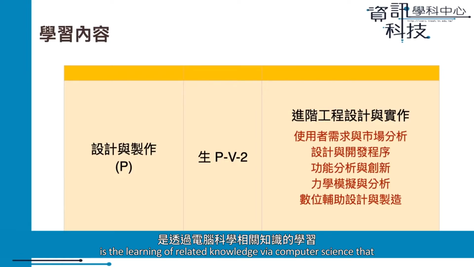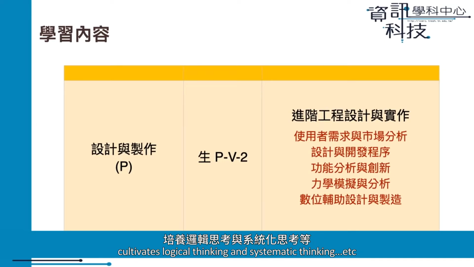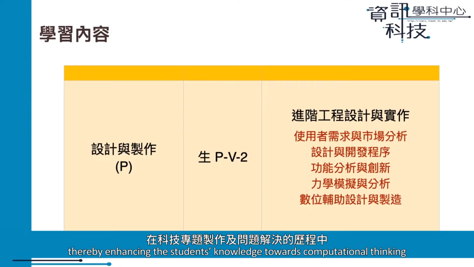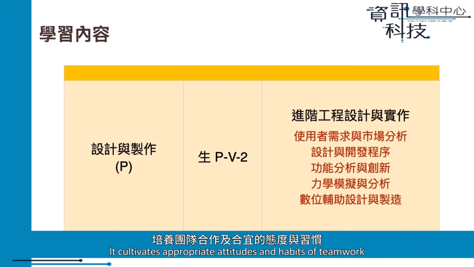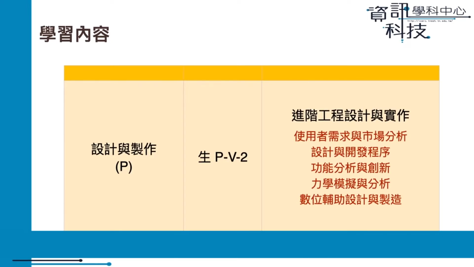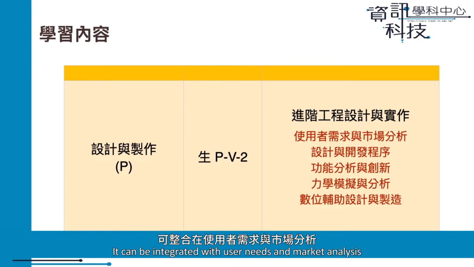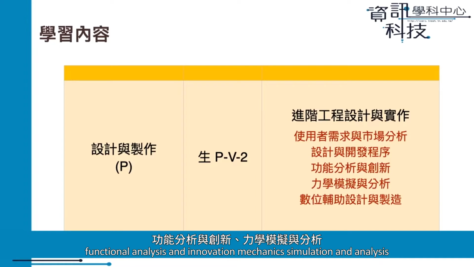Computational thinking is the learning of related knowledge via computer science that cultivates logical thinking and systematic thinking, etc., thereby enhancing the student's knowledge towards computational thinking and design thinking in the process of making the technology project and solving problems. It cultivates appropriate attitudes and habits of teamwork. It can be integrated with user needs and market analysis, functional analysis, and innovation mechanics, simulation, and analysis.